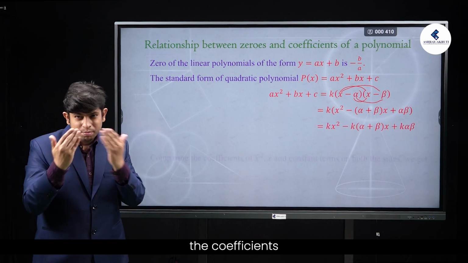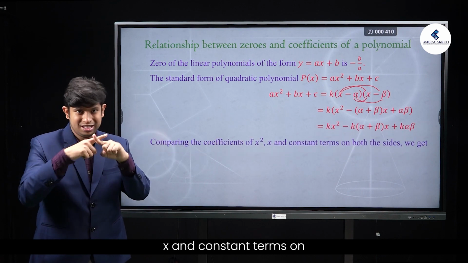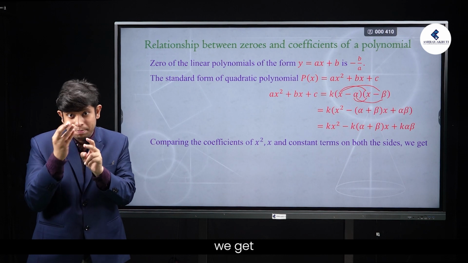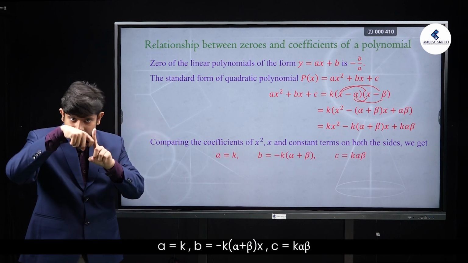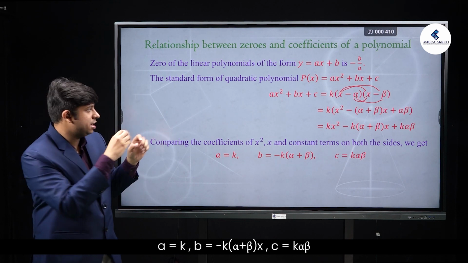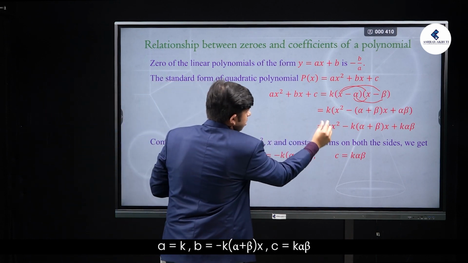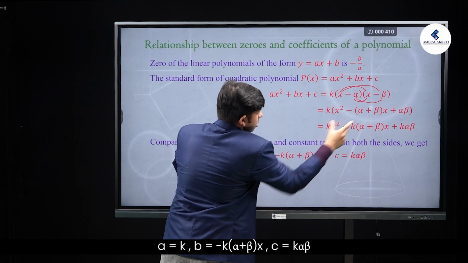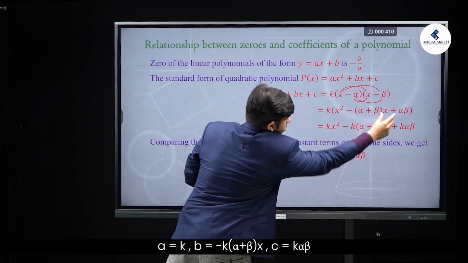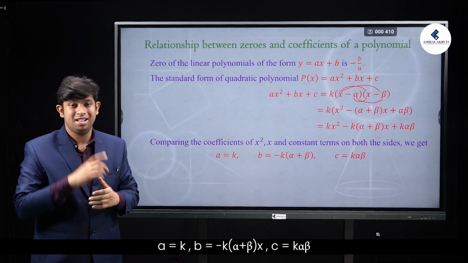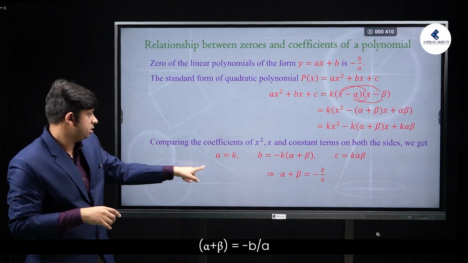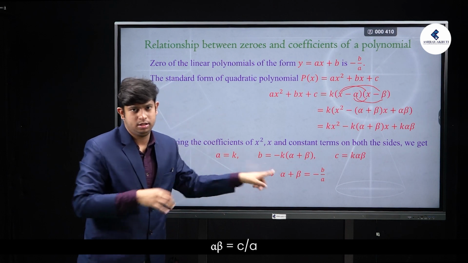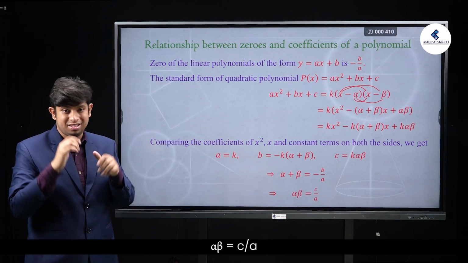Now, by comparing the coefficients of x square, x and constant terms on both sides, we get a equal to k, b equal to minus k into alpha plus beta, c equal to k into alpha beta. This implies alpha plus beta is equal to minus b by a and alpha beta is equal to c by a.